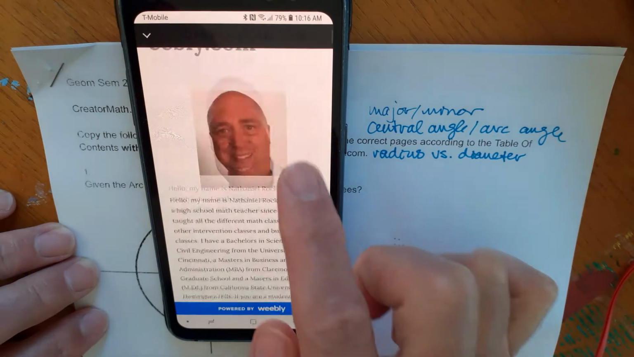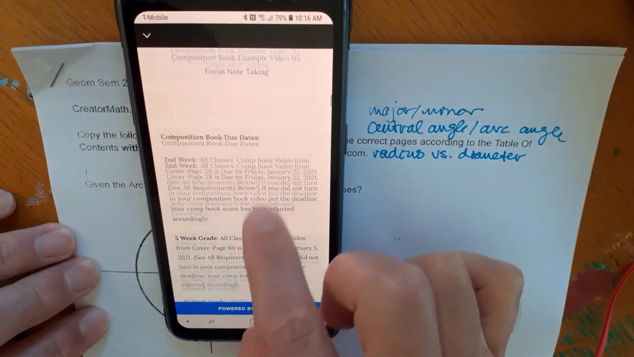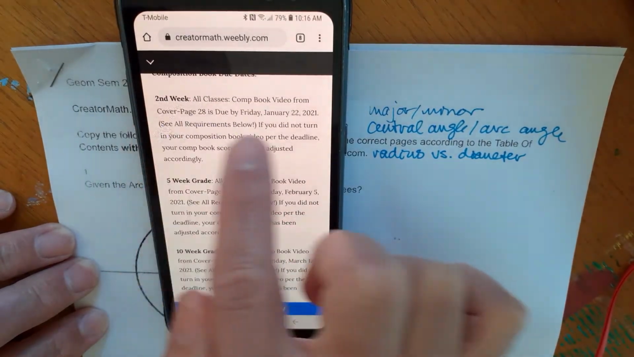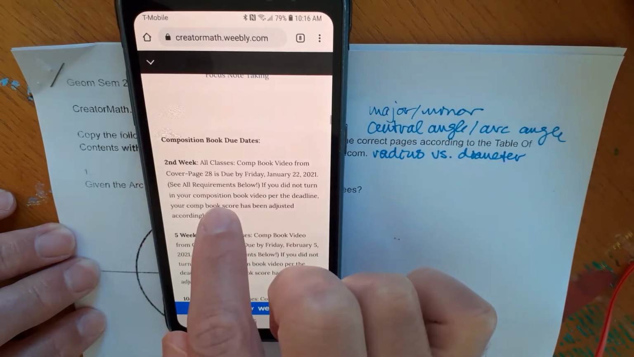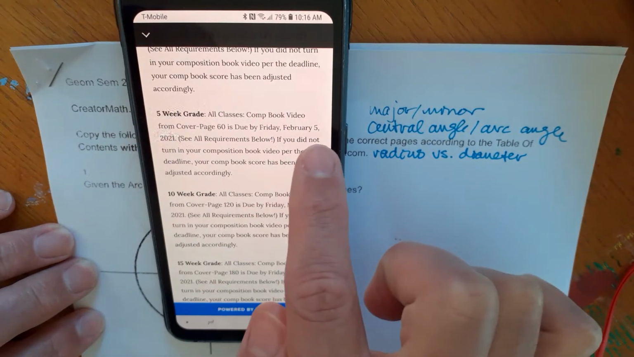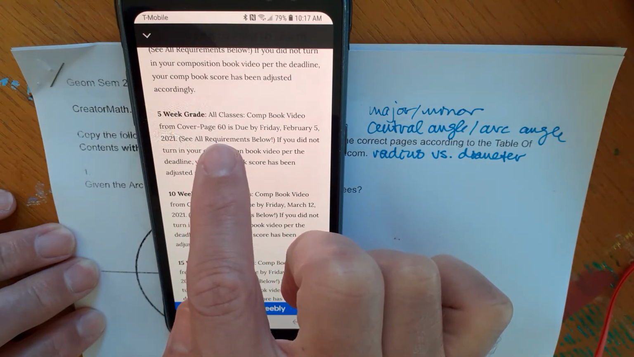Just real quick, if you were looking for when is the comp book due, you're going to find the picture of the comp book on the home page, and you're going to scroll down and see the different dates. If you're watching this video later, these might be different dates obviously, but find second week. We're in the 5th week right now, so just find that date and find the number of pages that are due for the composition book turn-in.